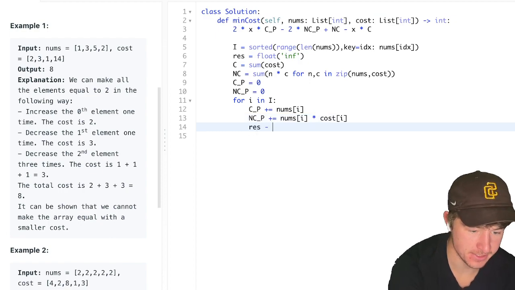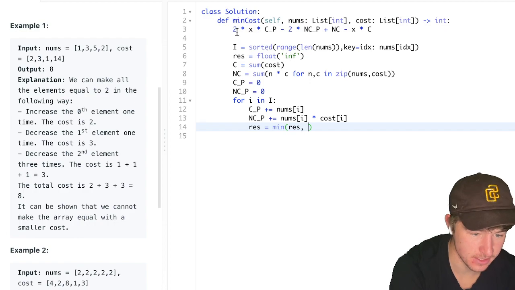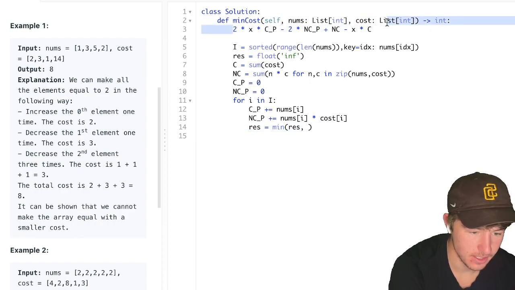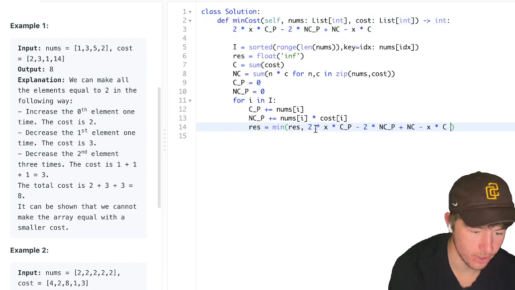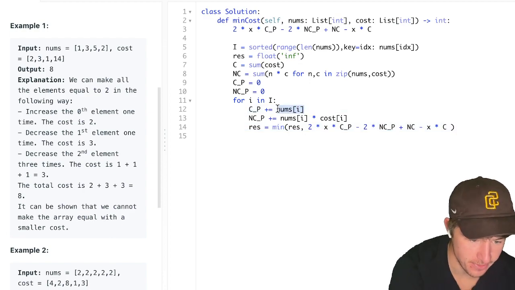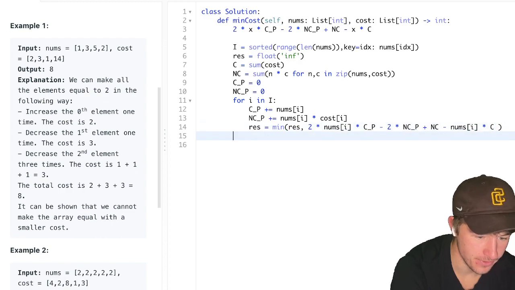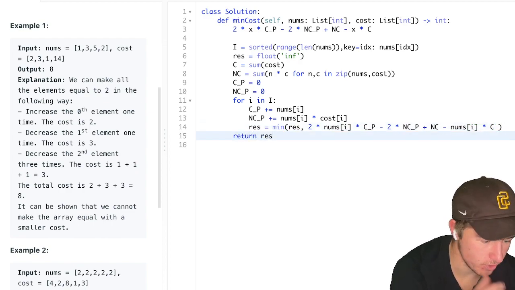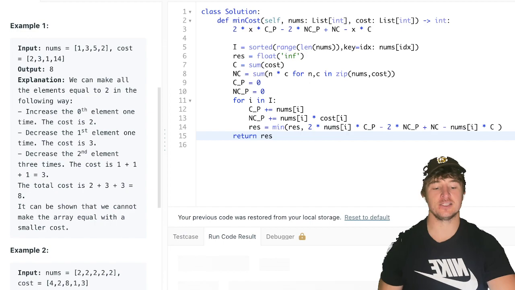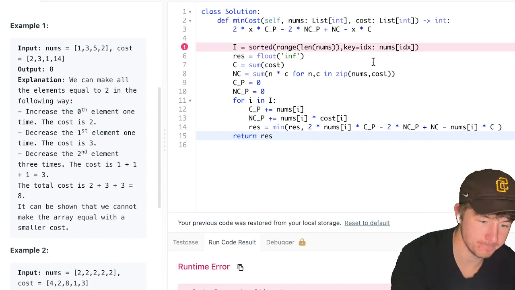So we say res equals the minimum of whatever we think res is in this operation. So what would our x value be? Well, we could just try the nums of I itself. Okay. And then this isn't going to work, so we're going to scream and cry because I did a lot of math speaking out loud and I probably screwed up the formula.